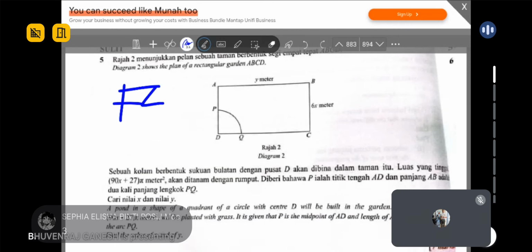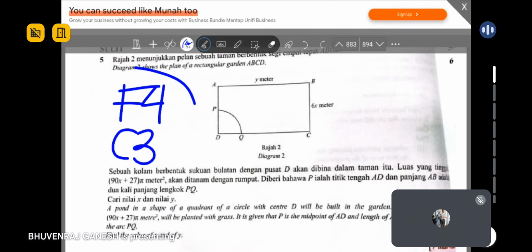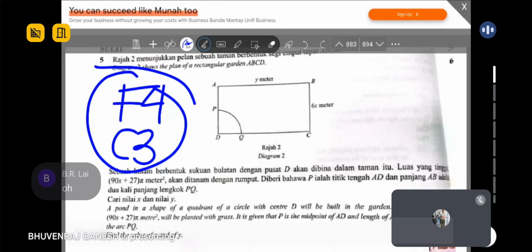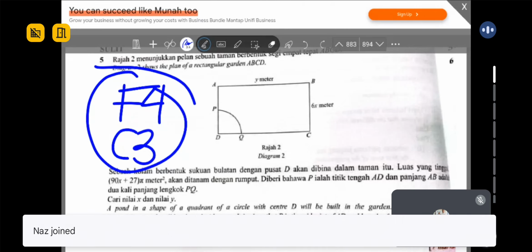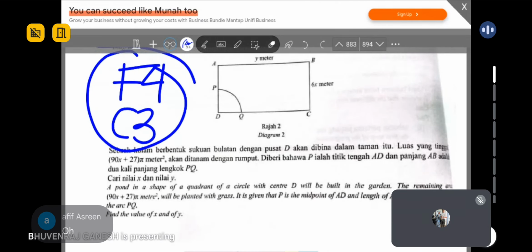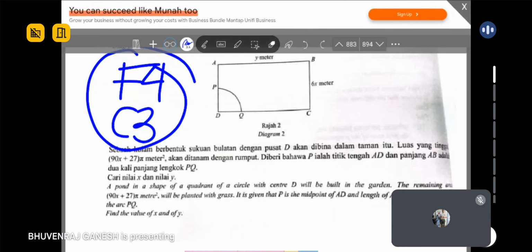Yes, this is your form 4 chapter 3 guys. Simultaneous equation. System of equation, sorry. Okay, system persamaan. The concept is you must form one linear equation and one non-linear equation. Then you use substitution method to solve. Kamu bentuk satu persamaan linear, satu bukan linear. Lepas tu guna kaedah penggantian. Cari nilai x dan y.